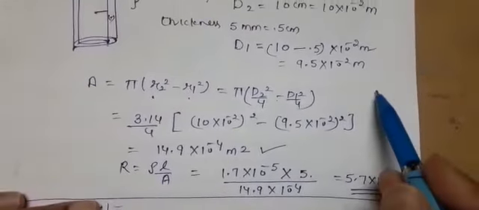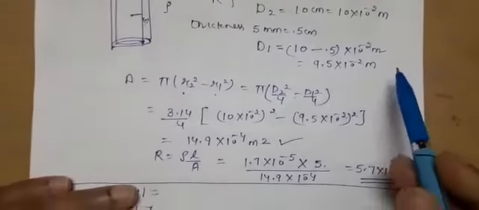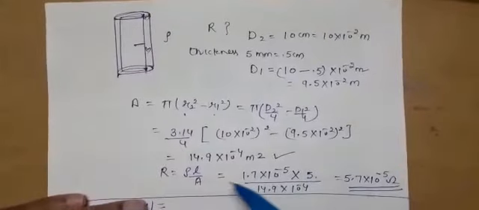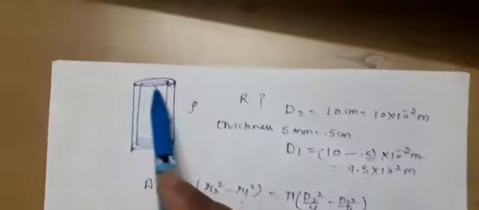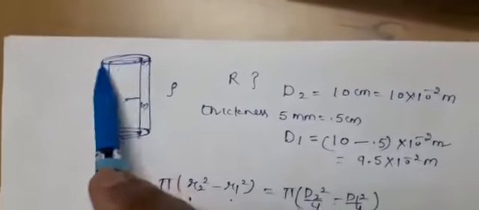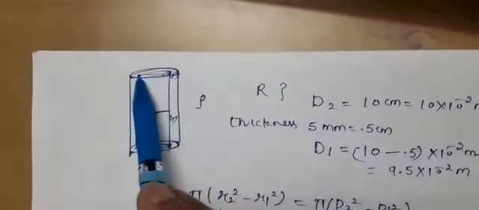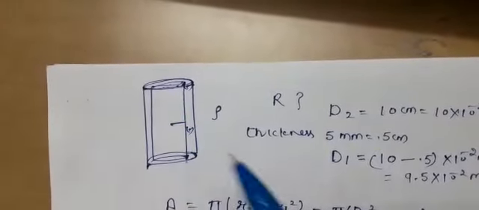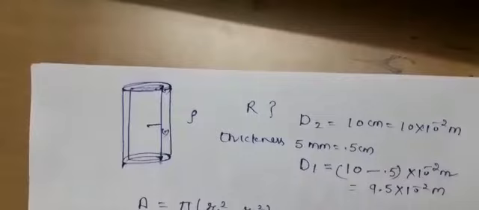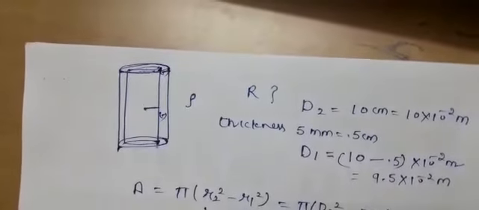So this will be the method by which you will solve. The formula is simple, but the main thing you have to understand is that you have to find the area of this region, because the external diameter is given and the internal diameter you are calculating, so you will find the area of this wire whose resistance you have to calculate.